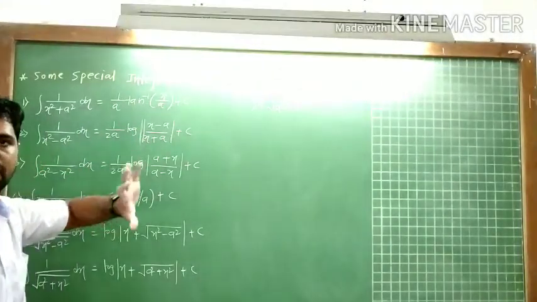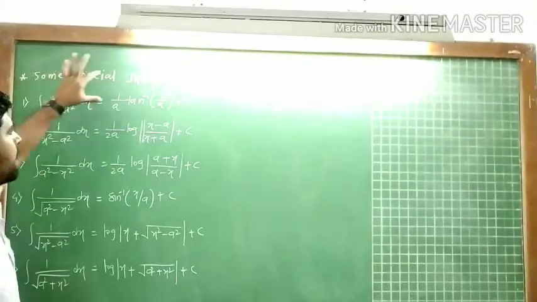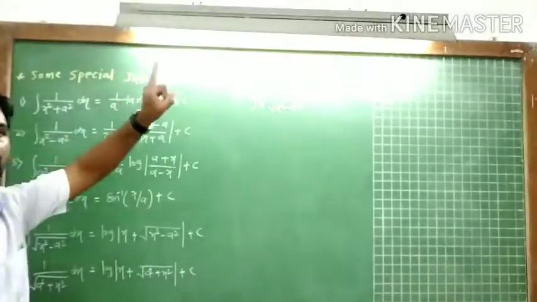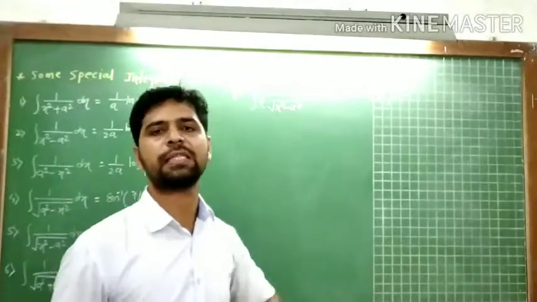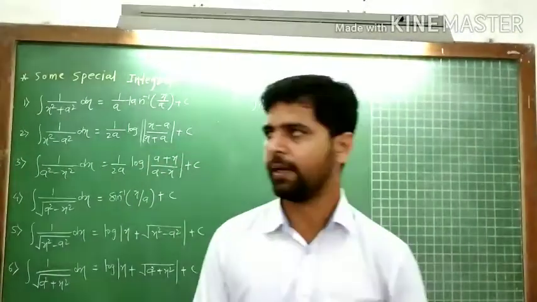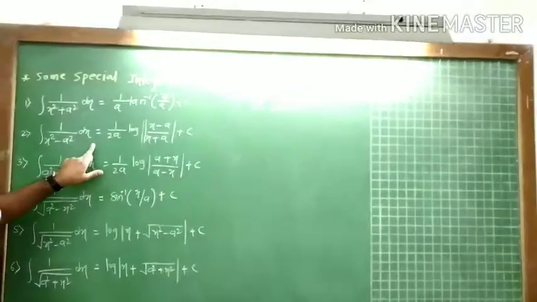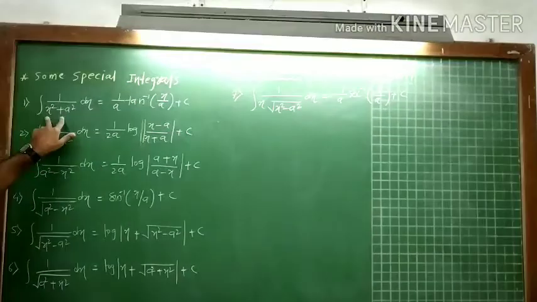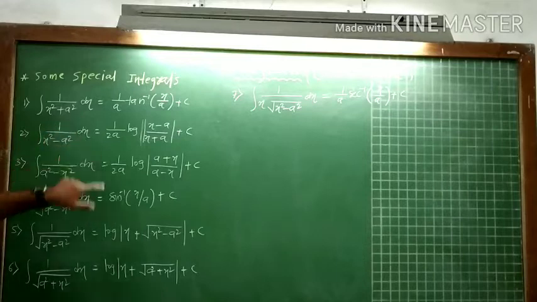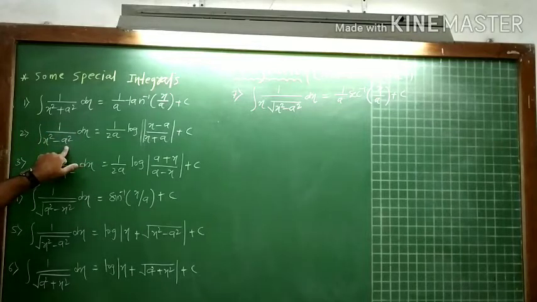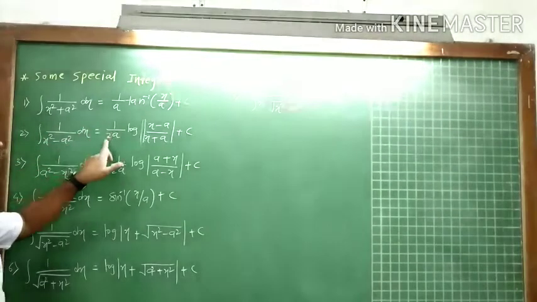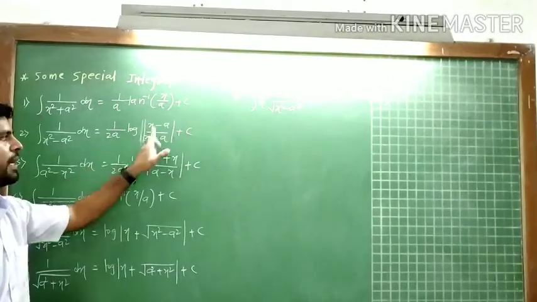When you have your given example in this form, you can directly write out the integration as 1 by a tan inverse x by a plus c. Similarly, second is 1 upon x square minus a square dx. Now here the position of x and a is changed, but there a square was positive. Now here a square is negative, right? So the integration is 1 by 2a log (x minus a) upon (x plus a).